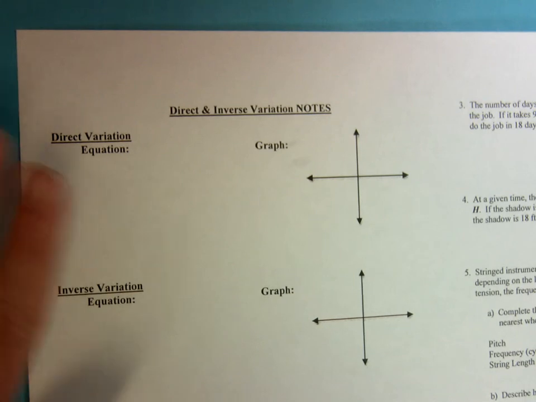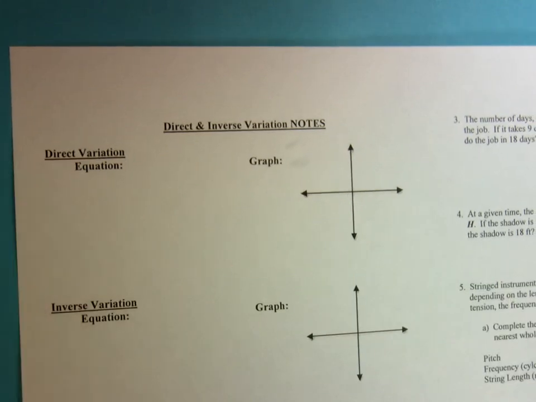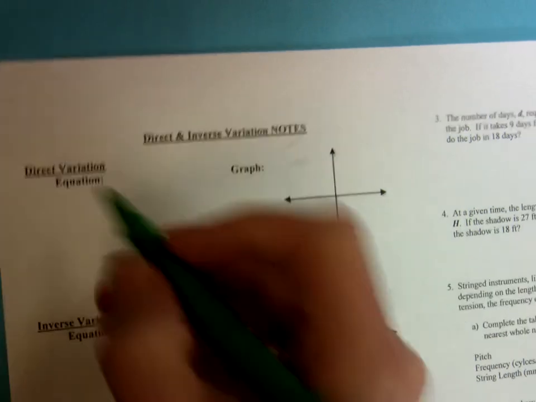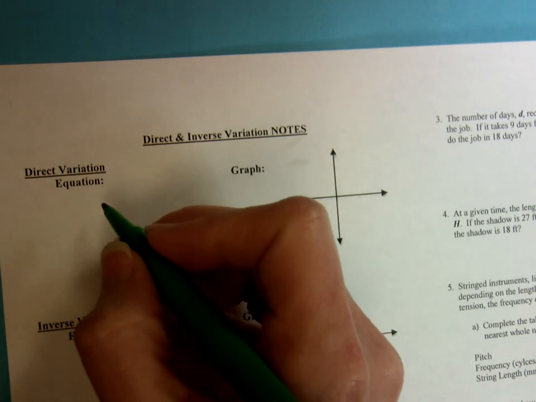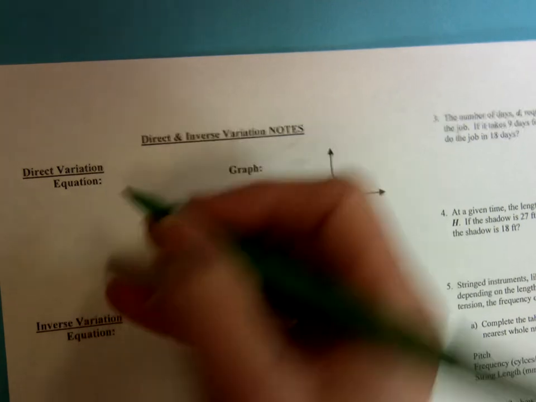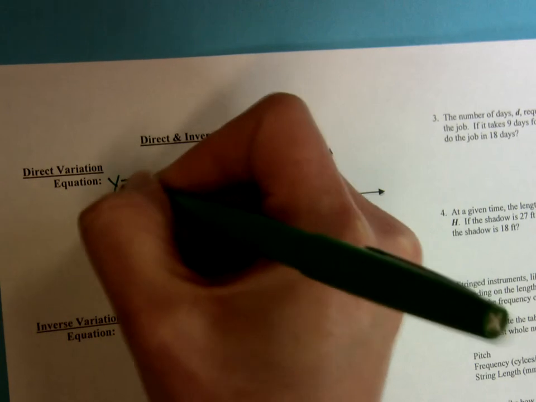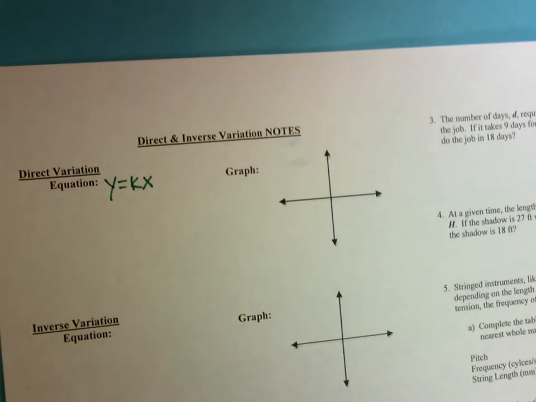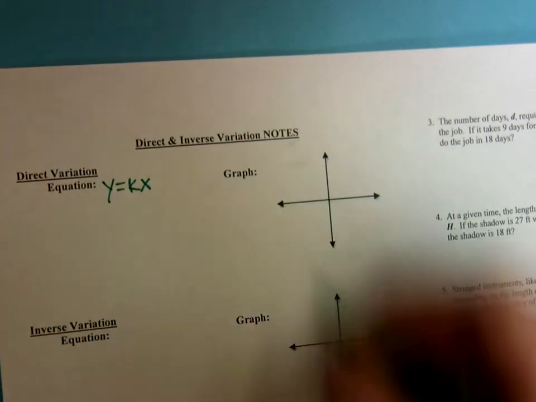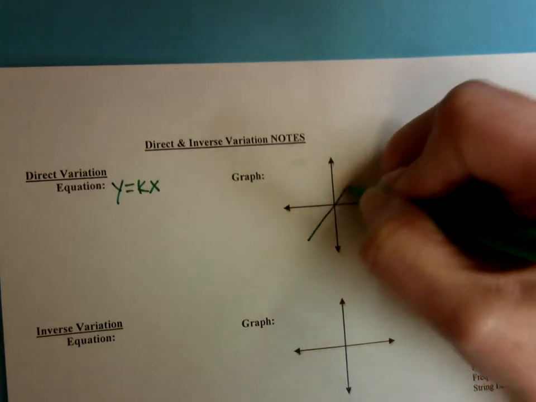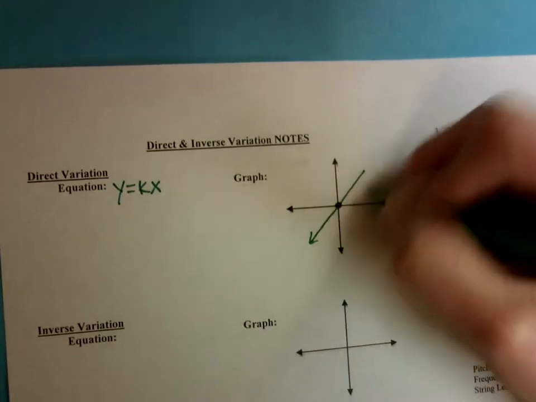So today we're talking about direct and inverse variation. And you wrote some things on your file folder that talk about direct and inverse variation. So remind me of what the equation for direct variation is. Y equals kx. And for that graph, it goes through the origin, which is the 0, 0 right here.